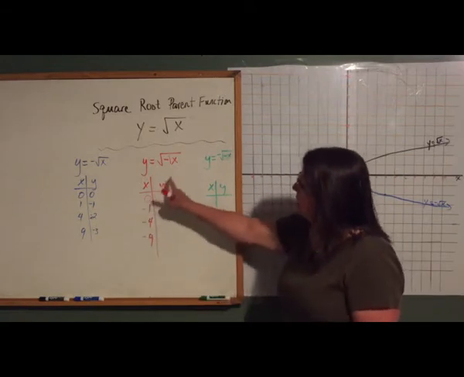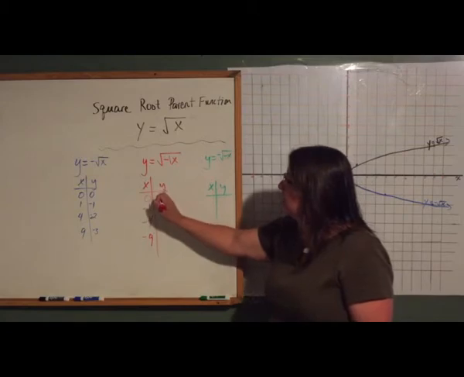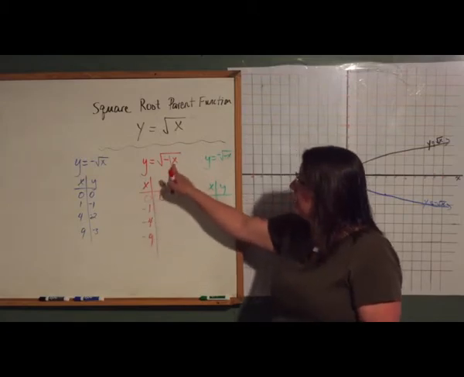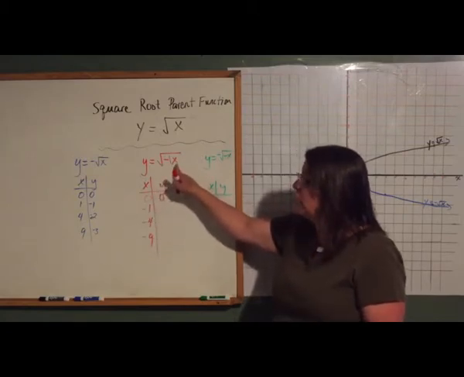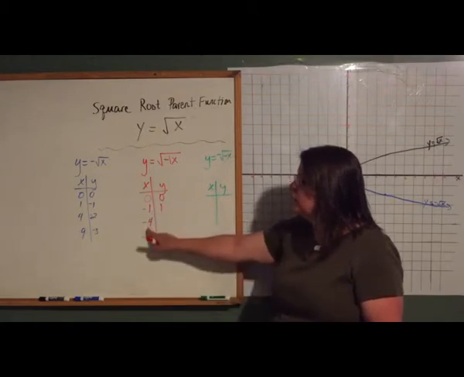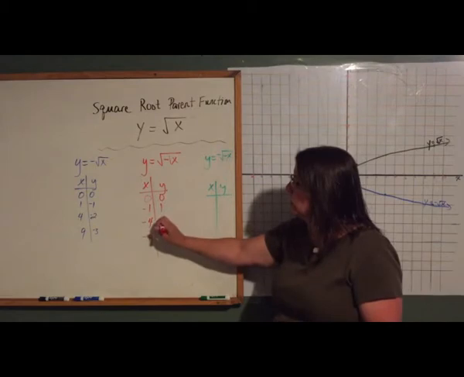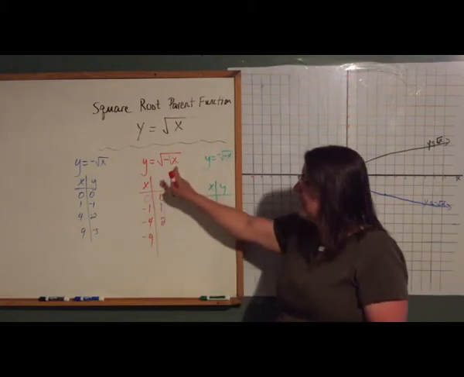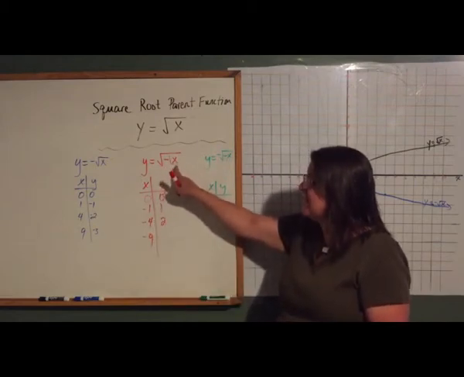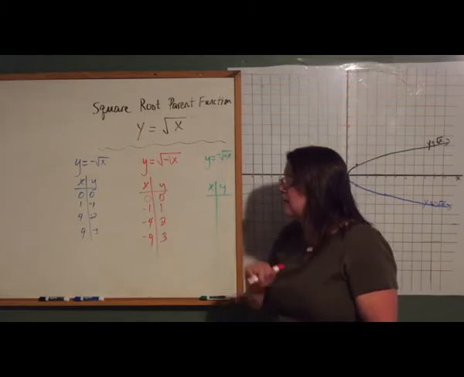So if I plug in 0, I still get 0. If I plug in -1, -1 times -1 is 1, square root of 1 is 1. Plug in -4, -1 times -4 is 4, square root of 4 is 2. Plug in -9, -1 times -9 is 9, square root of 9 is 3.